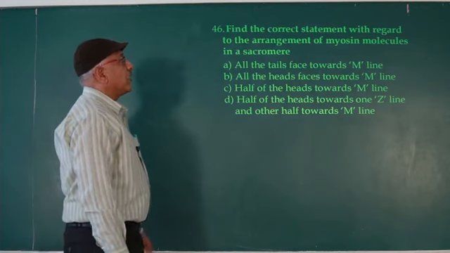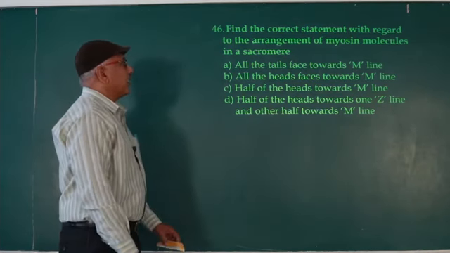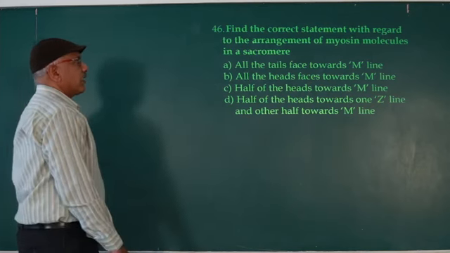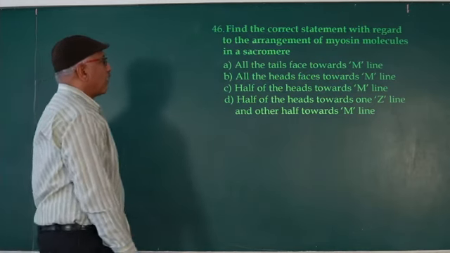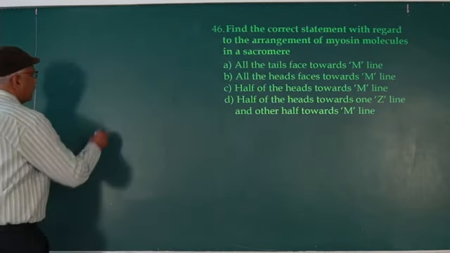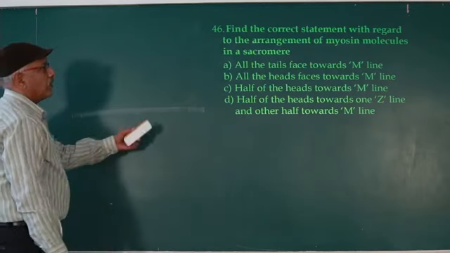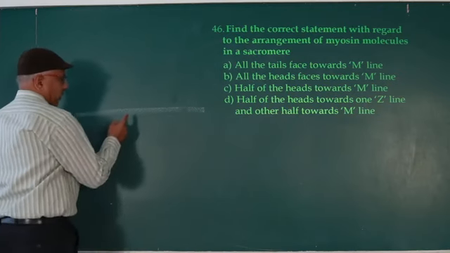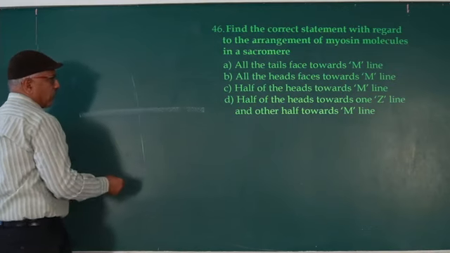Find the correct statement with regard to the arrangement of myosin molecules in a sarcomere. All the tails face towards the M line. So it is the myosin filament. Myosin filament contains 200 to 300 meromyosins.